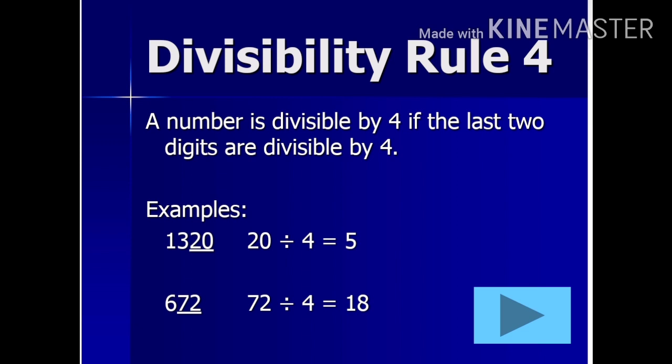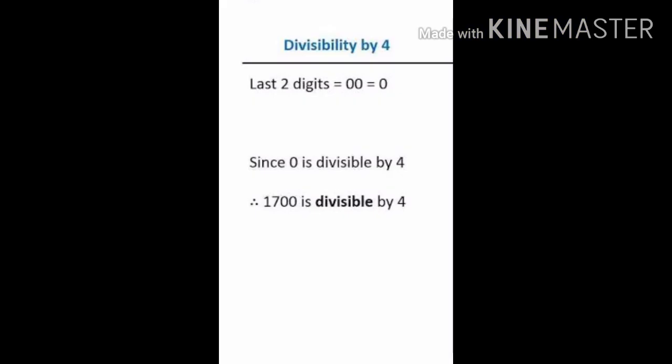One more thing we should note, that a number is divisible by 4 if the last two digits are 0. That is, if a number is say 1700, it will be divisible by 4 as we have the last two digits as 0. Is it clear?